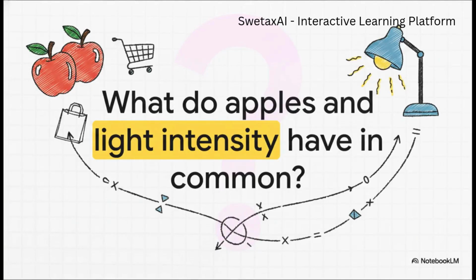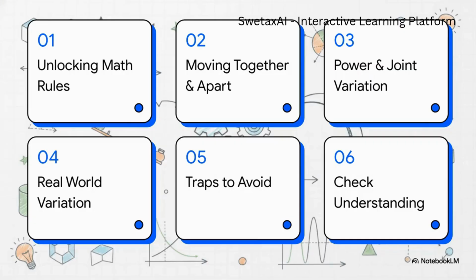Okay, let's dive into this with a question that's going to seem totally random. What do buying apples at the grocery store and the intensity of light shining from a lamp actually have in common? I mean, on the surface, absolutely nothing, right? But in the mathematical universe, they're tightly connected by these invisible strings called variation. And once you understand how to read these strings, you can predict exactly how one thing's going to behave when another thing changes. Here is our quick roadmap for the explainer.